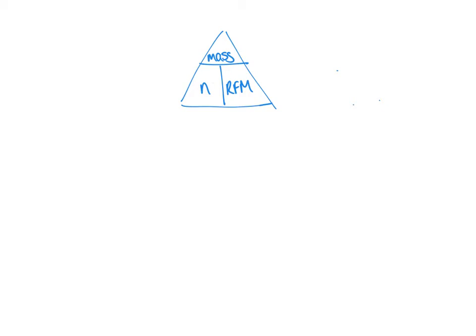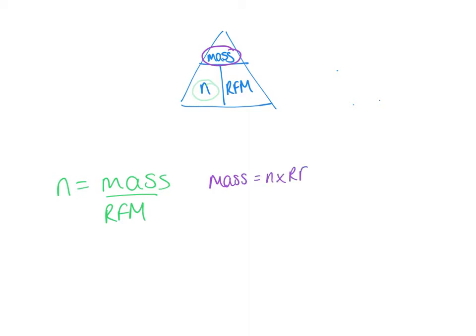So if I want to work out my number of moles, I would cover that, so you can put your finger over that, and you would get mass over RFM. If I want to now work out my mass, I cover that, and I get that mass is equal to N times RFM.